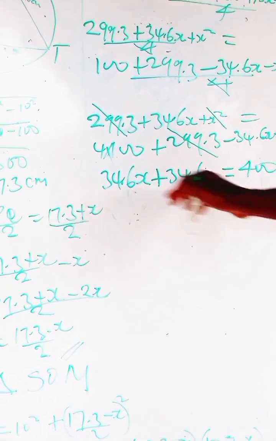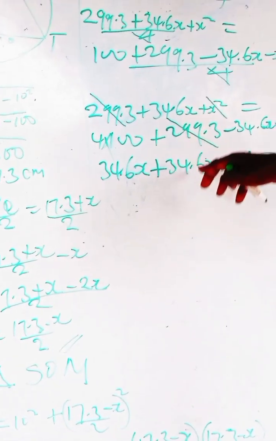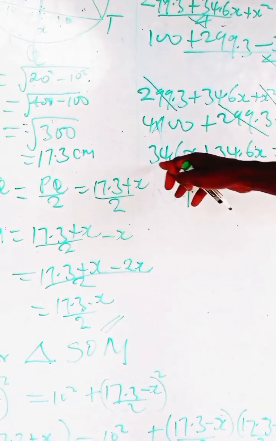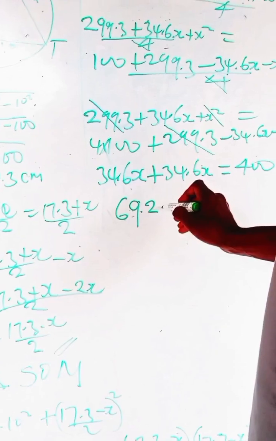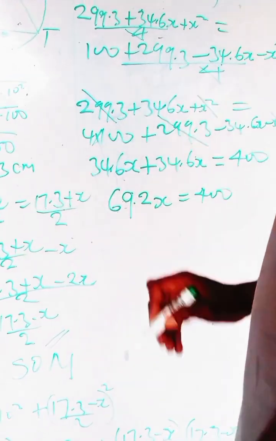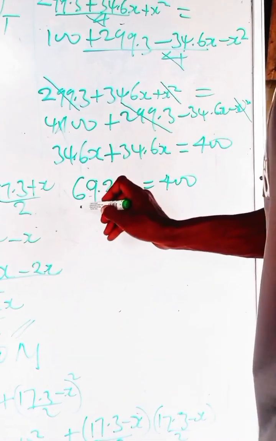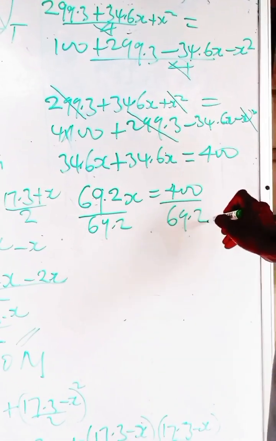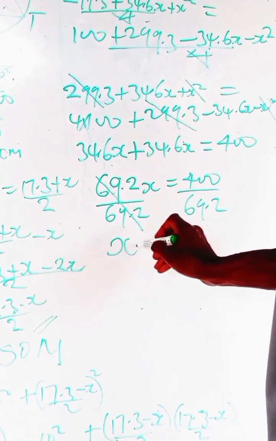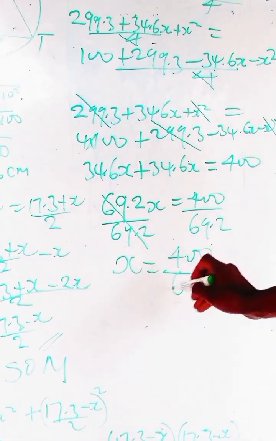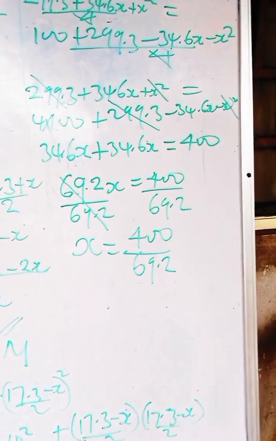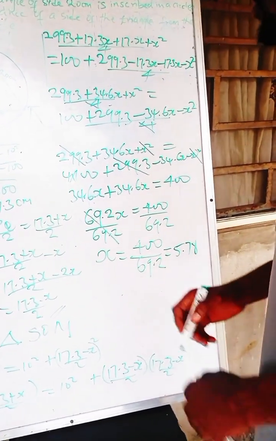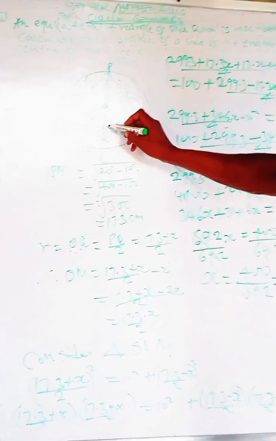So what we have here will be 34.6x plus 34.6x. Now let's add this. This plus this will give us 69.2x, which is equal to 400. Now to get x, we simply divide both sides by 69.2. This will go, and we'll have x is equal to 400 divided by 69.2. Our x is 5.78.